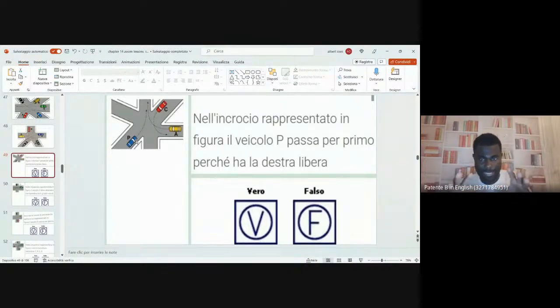So the question says that vehicle P passes first because the right is free. P passes first because the right is free.